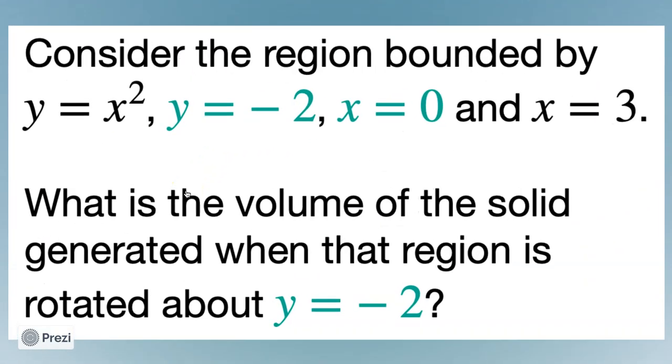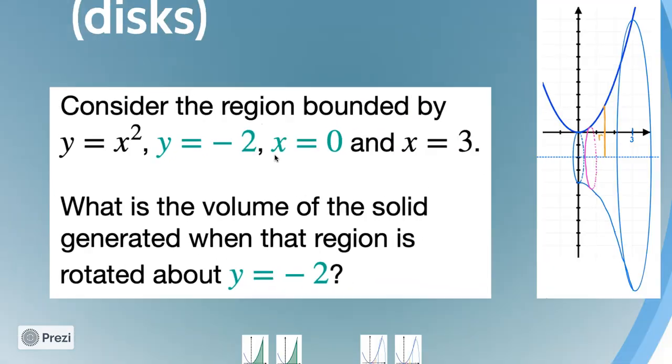This time, consider the region bounded by y equals x squared, y equals -2, x equals 0, and x equals 3. This time there are 4 boundaries to define the region. What is the volume of the solid generated when that region is rotated about y equals -2? Another difference: we are not rotating about the x-axis, but about y equals -2.